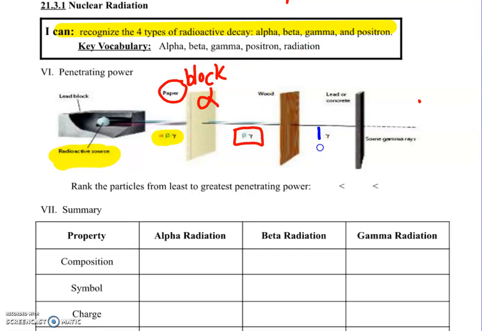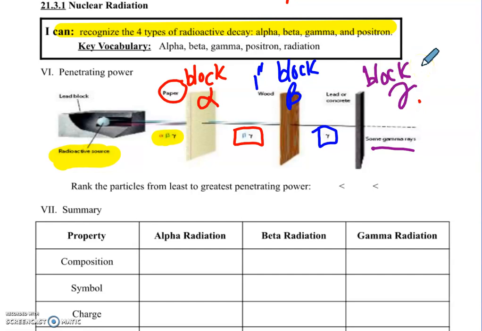Let's say you're behind a wooden door. If you look at what gets through the wooden door, only gamma particles get through. We're going to say maybe it's about a 1-inch thick wooden door. So that can block the beta or the positron particles. And then let's see, lead or concrete. Is that enough to block all the gamma? Not quite. Some still gets through. So this will block some gamma, and we'll go over in class how much you actually need to protect you from all types of radiation.